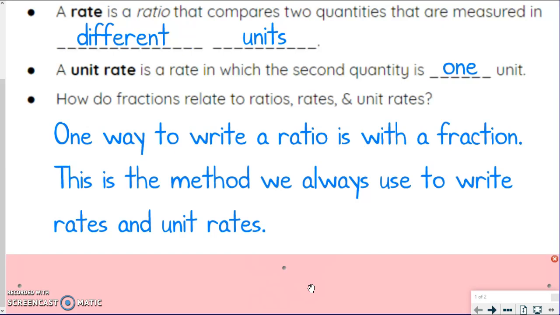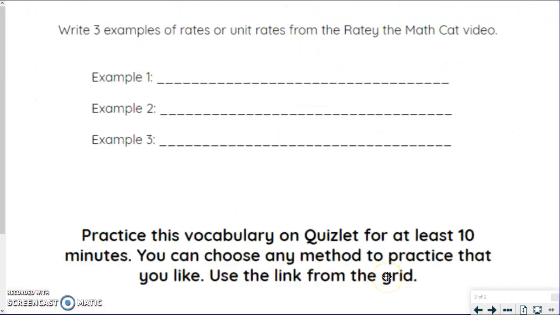Okay? If you need to go back and look at anything, feel free to rewind. But the next thing you need to do is go watch the Rady the Math Cat video, which is pretty funny. It's a little cheesy, he's a little goofy, but I love this video. It's one of my favorites. And he gives tons of examples of rates and unit rates. You need to pick 3 that stood out to you and write them in the examples.